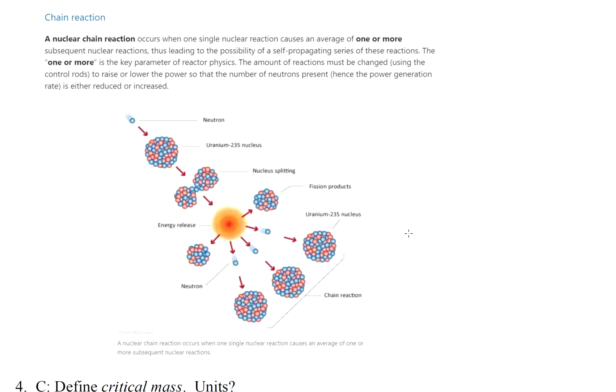So take a look at this image. We have a uranium-235 nucleus. We throw a neutron at it. It gets absorbed into the nucleus. And then the nucleus splits. You can see it says nucleus splitting. Then we have fission products plus 3 neutrons. And these 3 neutrons hit 3 uranium-235 nuclei. Then it repeats.